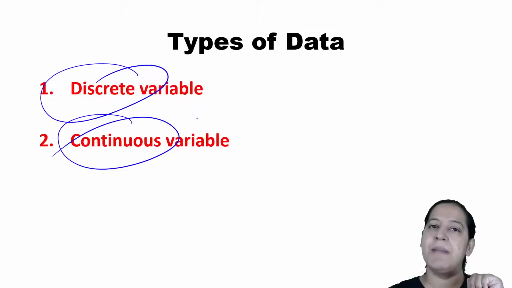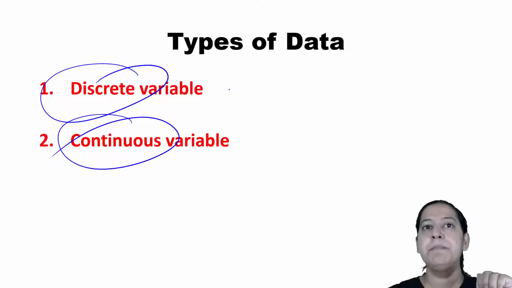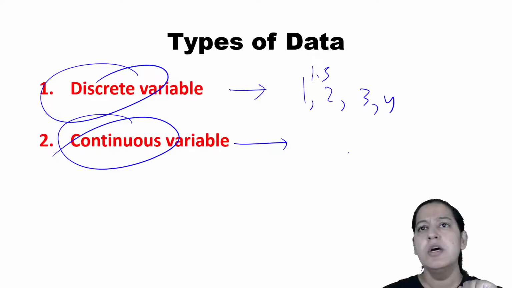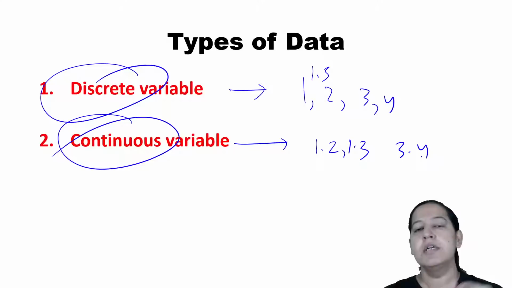What do you mean by that? What do you mean by discrete and continuous? Discrete means it will have only whole numbers, that is 1, 2, 3, 4, not decimals. It cannot be 1.5. And continuous will have decimals also. So apart from whole numbers, it can be 1.2, 1.3, 3.4. So that is continuous. Discrete is non-continuous.